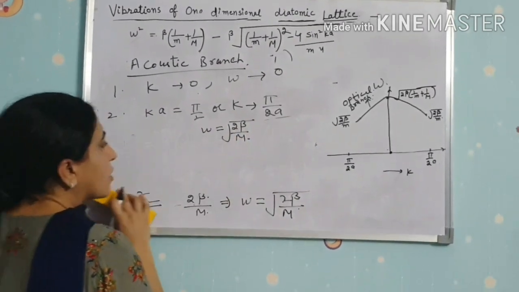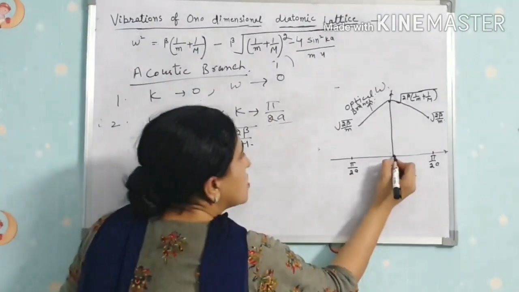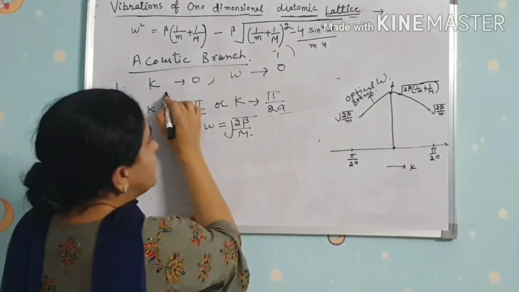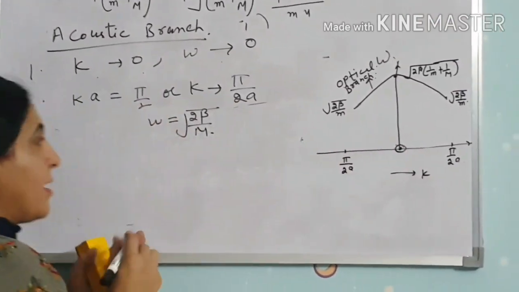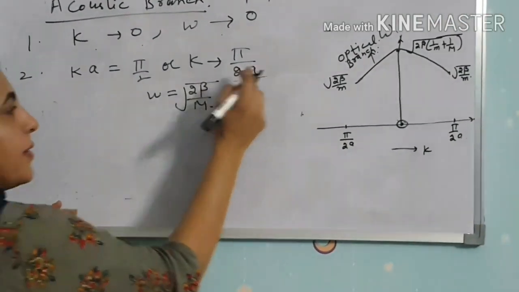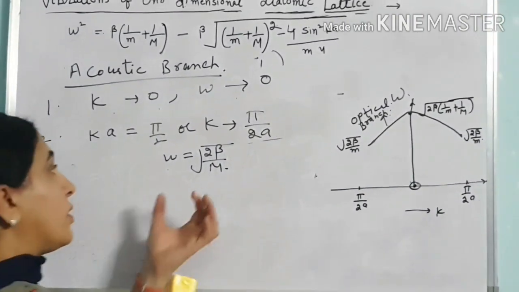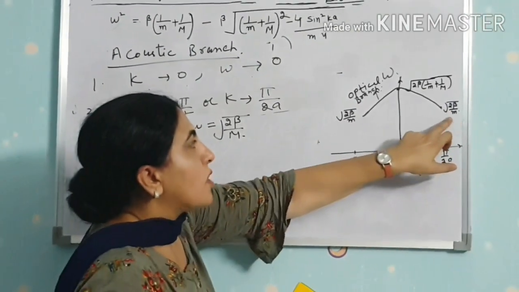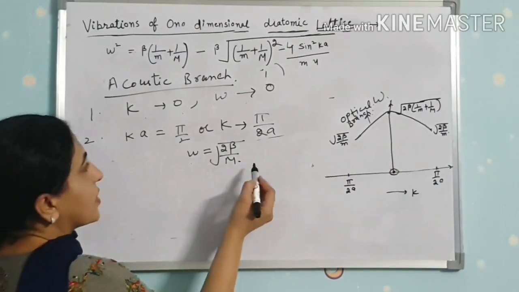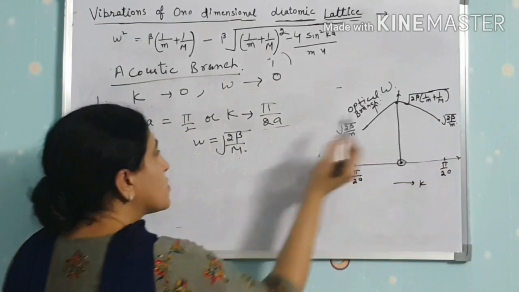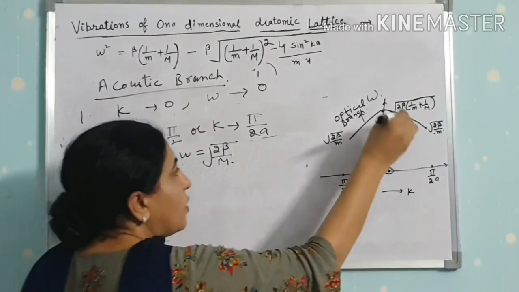Now we plot a graph for the acoustic branch. When k approaches 0, omega approaches 0. So this is the point, clear? And when k is pi by 2a, omega is equal to under root 2 beta over capital M. Now is it lower or higher than the other? Capital M is more than small m, so this omega is less than the other omega, so this will be lower.